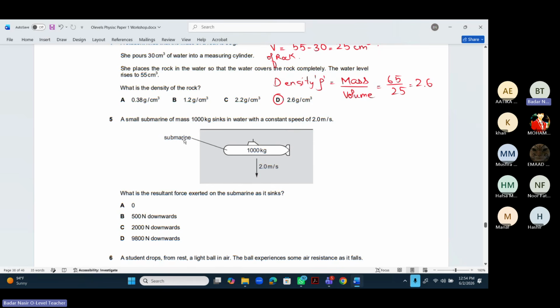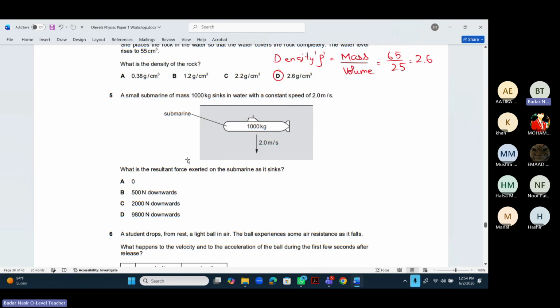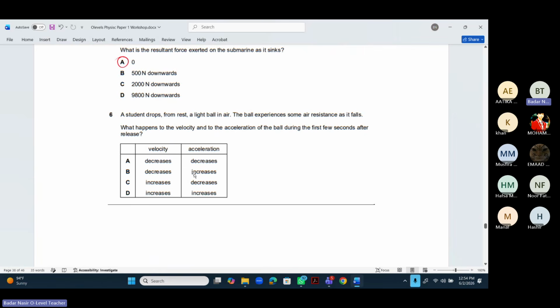कन्वर्ट नहीं की है। A small submarine of mass 1000 kg sinks in water with a constant speed of 2. What is the resultant? Constant speed है, the resultant force will always be 0. So fifth का A.